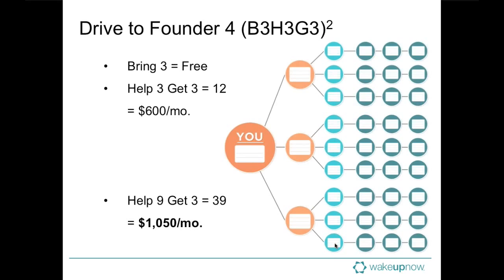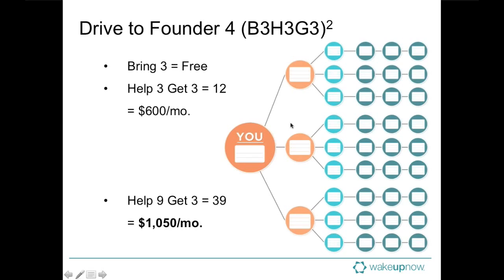Okay. And at this point, you want to help the people duplicate what you've done, this B3H3G3. Once you've helped 9 people get 3 down your organization, you are going to be getting $1,050 a month residual.